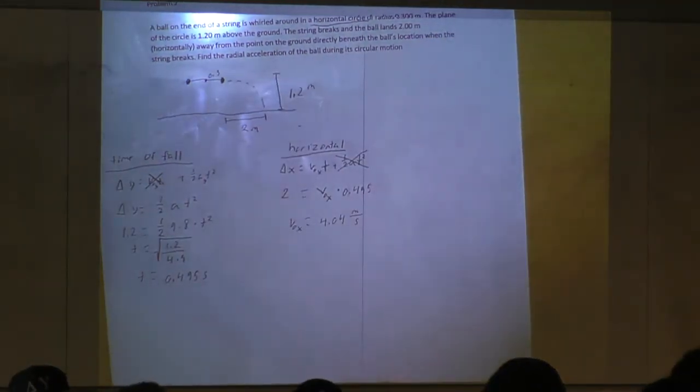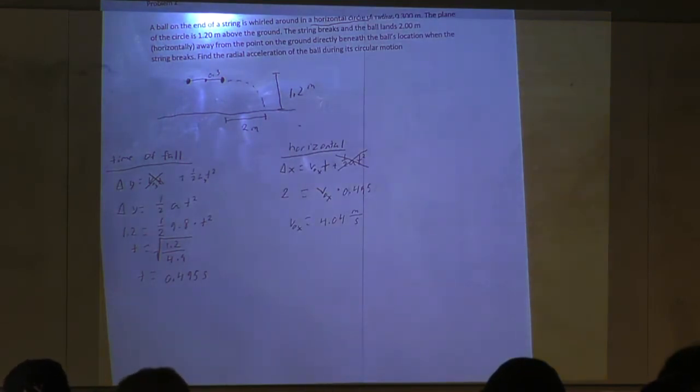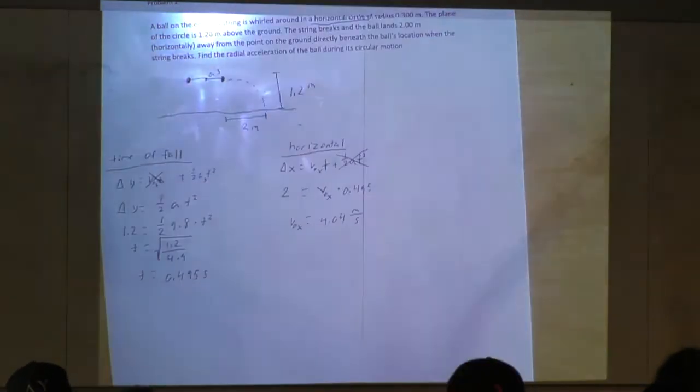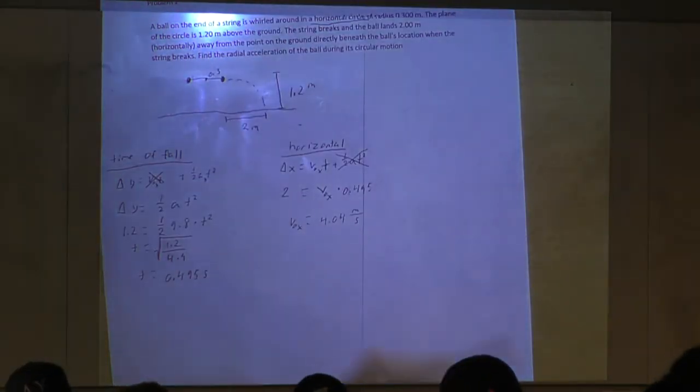Thank you. So once we have our velocity right after it breaks, we can use that kind of infinitely small moment when it's still spinning, and we can find our radial acceleration.